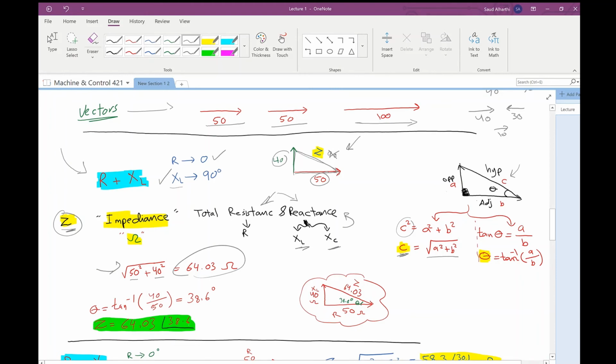Now, how can I find the angle here? Okay, since this one is 90 degrees and this is 0 degrees, when I add them I get the impedance. So how can I know the angle of the impedance? The angle will be found by using this equation: tan theta equals A, the opposite, over B, the adjacent. So the angle will be tan inverse of A over B. So tan inverse 40 over 50, we will get 38.6. So the Z, or the impedance, will be 64.3, the value, with an angle of 38.6.